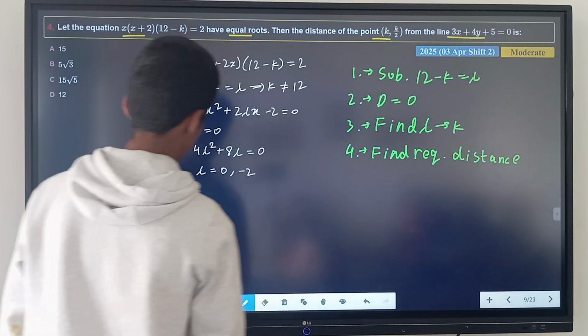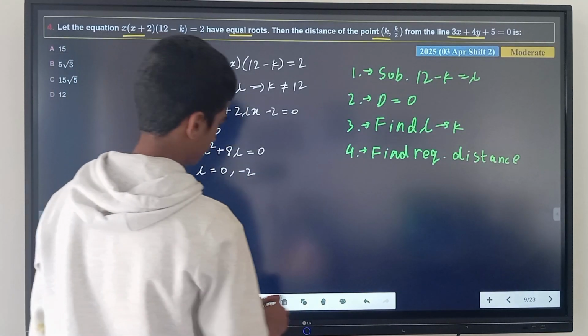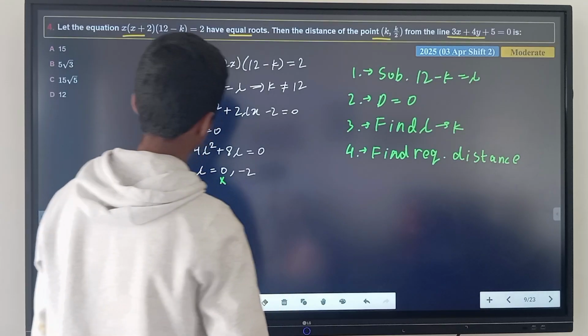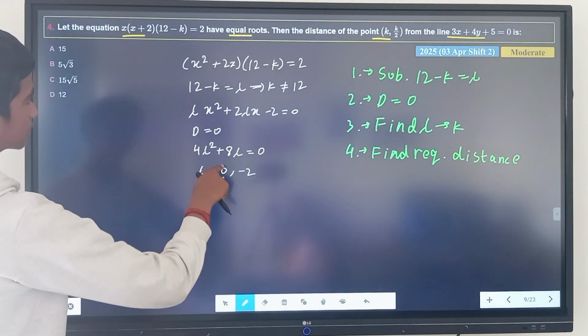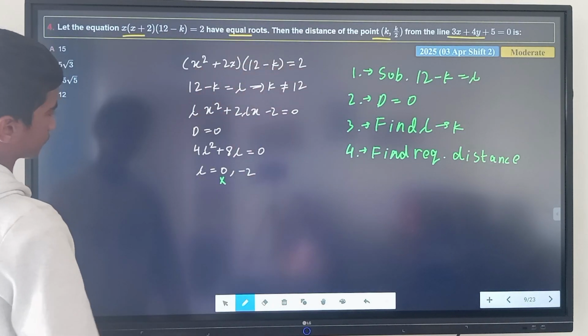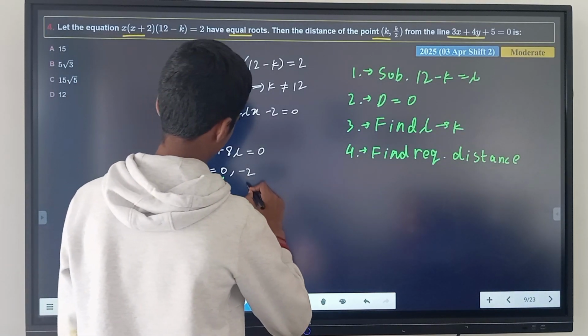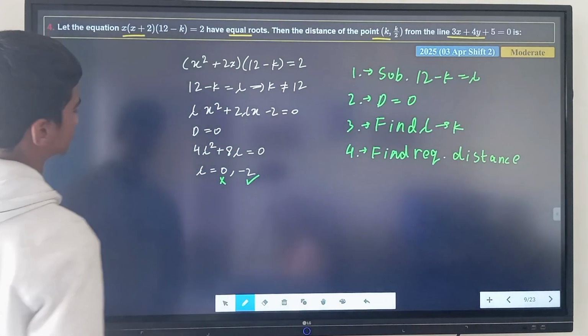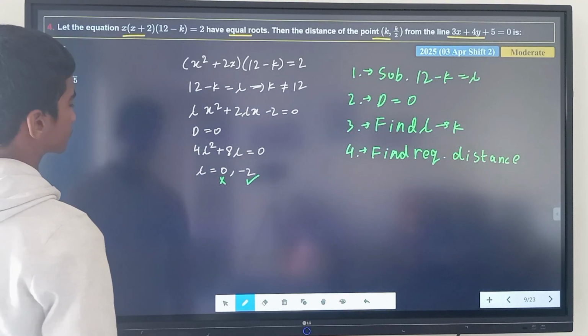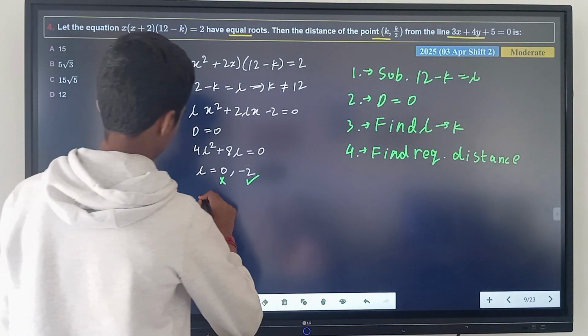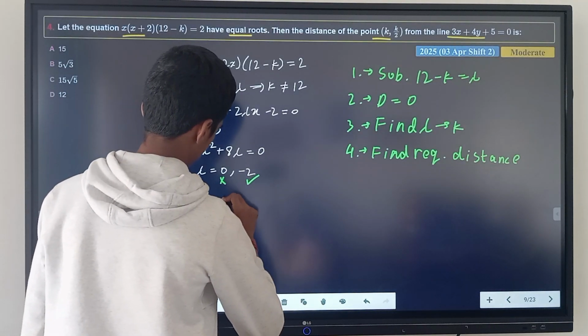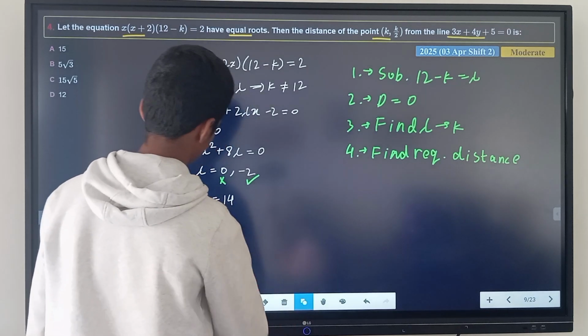minus 2. Now lambda is equal to 0 is not possible, because when lambda is equal to 0, we will get 0 is equal to 2, which is not possible. And lambda is equal to minus 2, this is possible. Let's take lambda is equal to minus 2. From here we will get k is equal to 14.